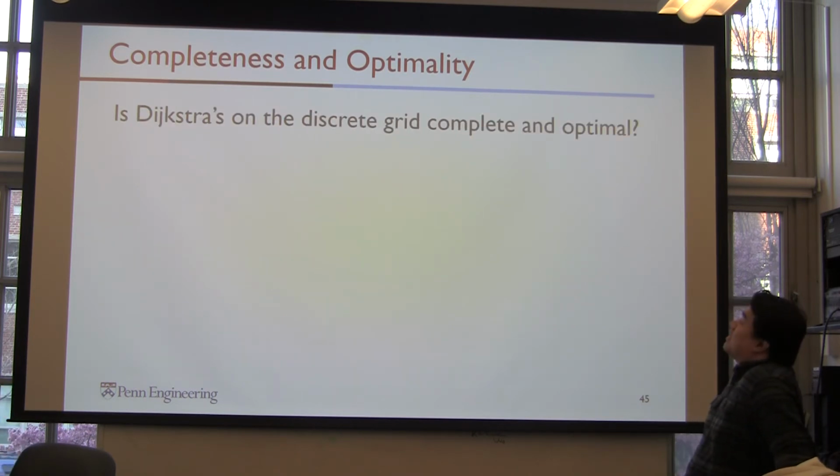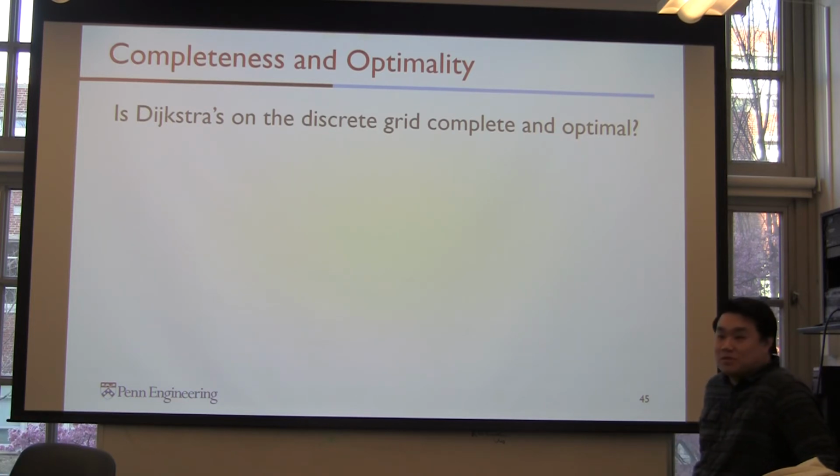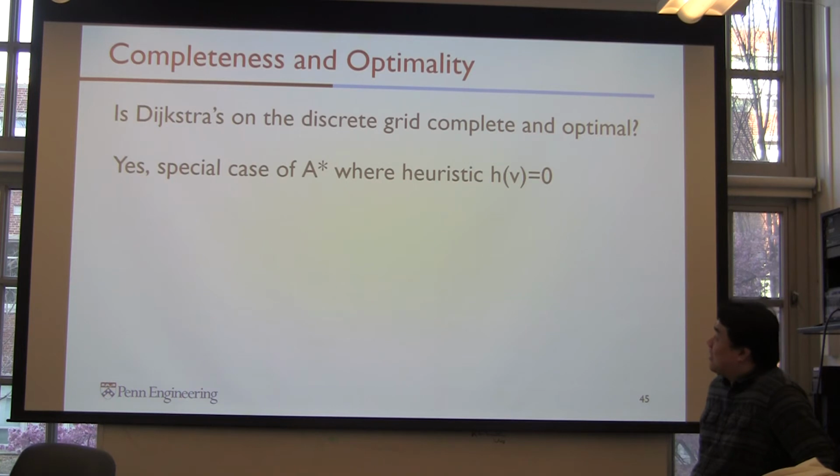So is Dijkstra on the discrete grid complete and optimal? Is it complete? Yes. Is it optimal? What is optimal, like one shortest path, or lowest cost solution? Yes. Right, because it's a special case where your heuristic is basically 0, which underestimates the actual cost to go from a vertex to a goal.